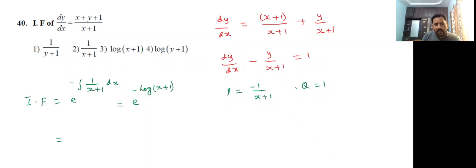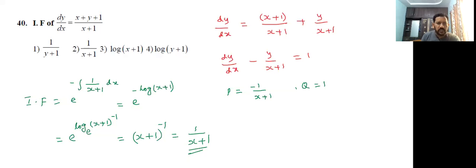Now here, e power logarithm, the minus sent to the power of x plus 1, that is x plus 1 whole power minus 1. Here what is the base? e, or not? Now finally after calculation we are getting the answer x plus 1 whole power minus 1, that is 1 by x plus 1. This is the integrating factor. So students, which option is correct?